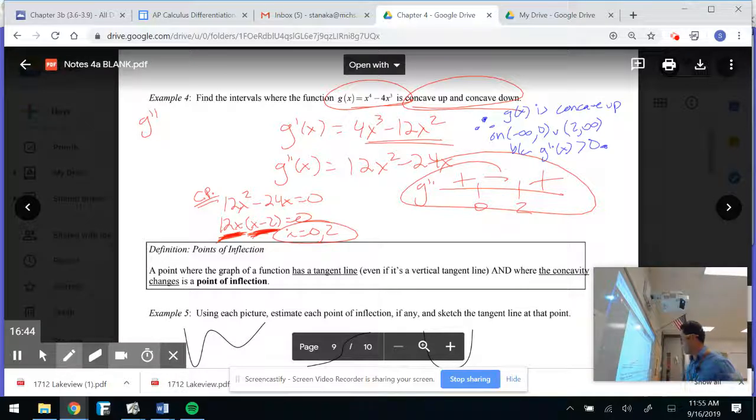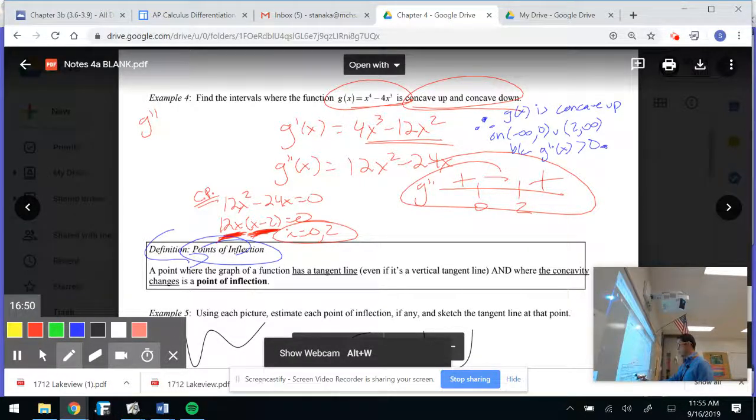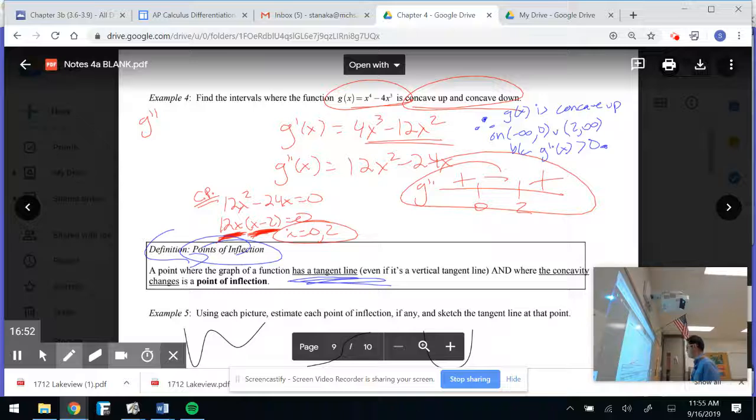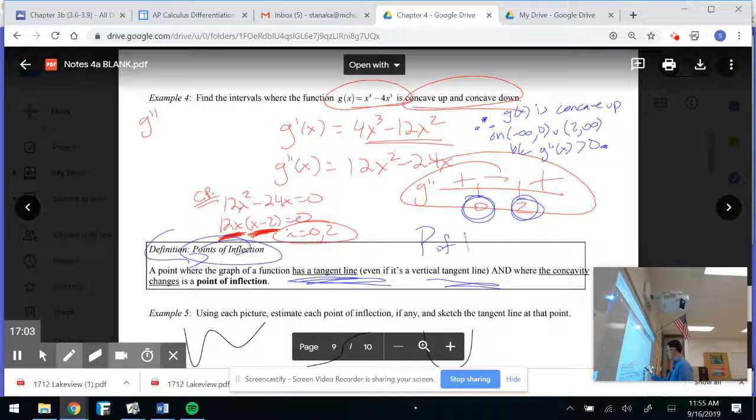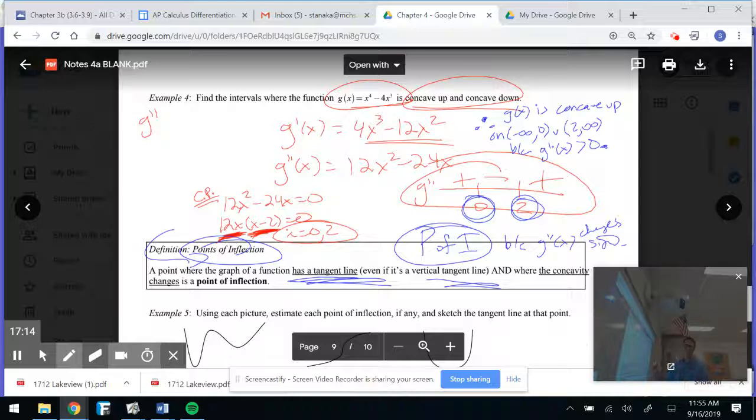Now if you look down here, we have something called a point of inflection. A point of inflection is where the graph of the function has a tangent line, even if it's a vertical tangent line, and where the concavity changes. So the question is, are 0 and 2 points of inflection, P of i's? And guess what? They are. Why? Because g double prime of x changes signs. We don't care if it goes from positive to negative or negative to positive. As long as the second derivative changes signs, we say that they're points of inflection.